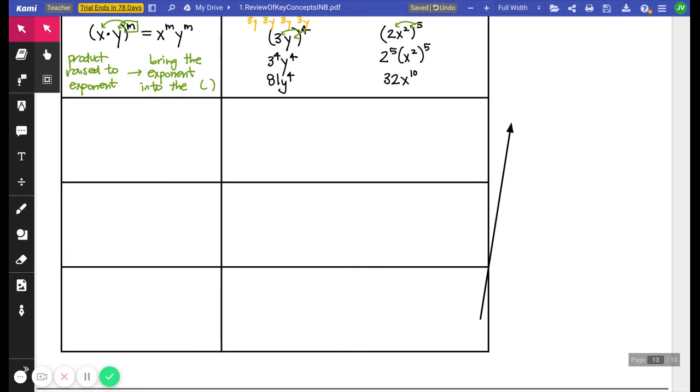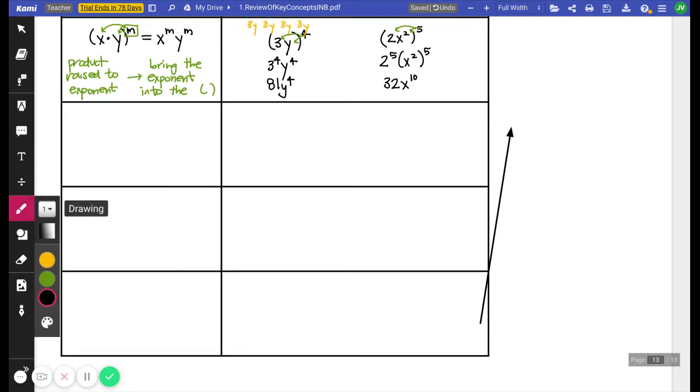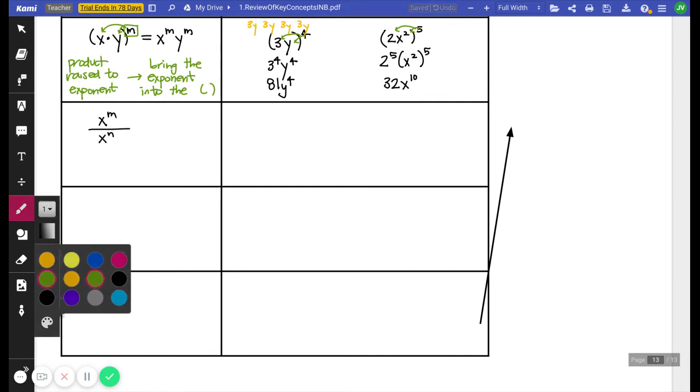Let's go a different way. We've done a lot of multiplying. Let's say I have exponents and fractions. And I've got a number on the top and a number on the bottom. Those get subtracted. If we are dividing, we subtract the exponents.